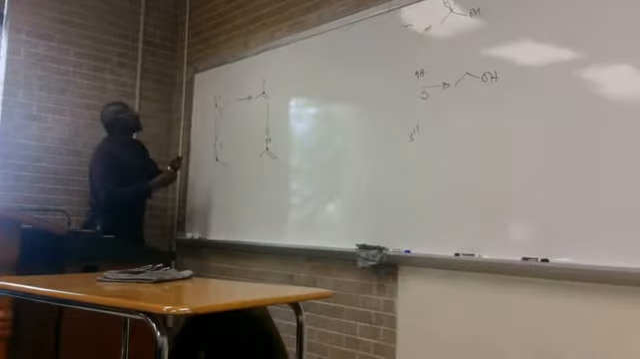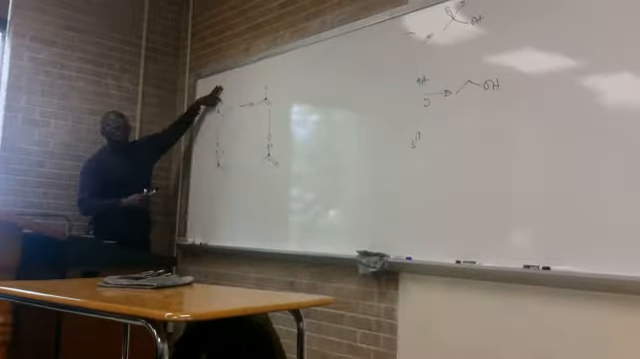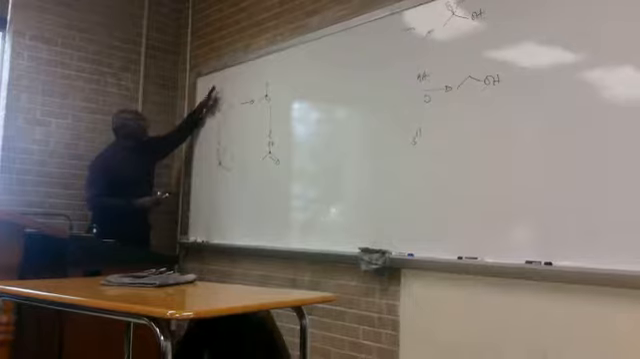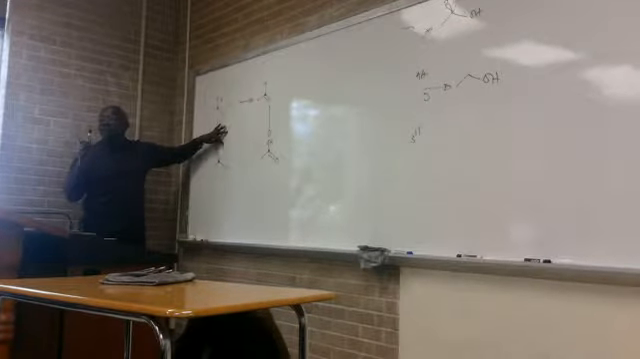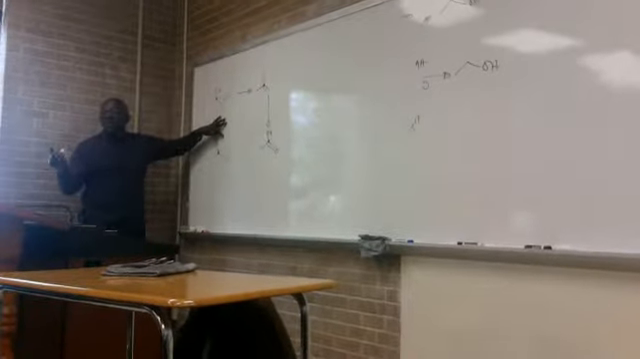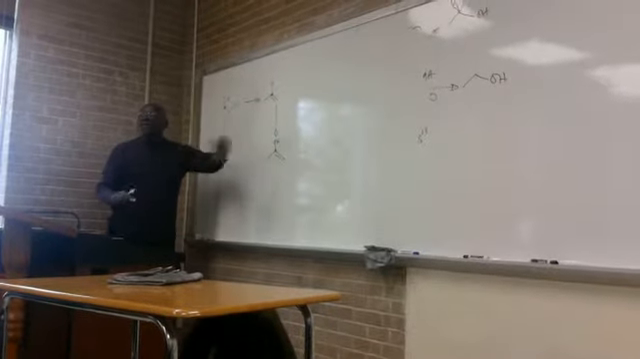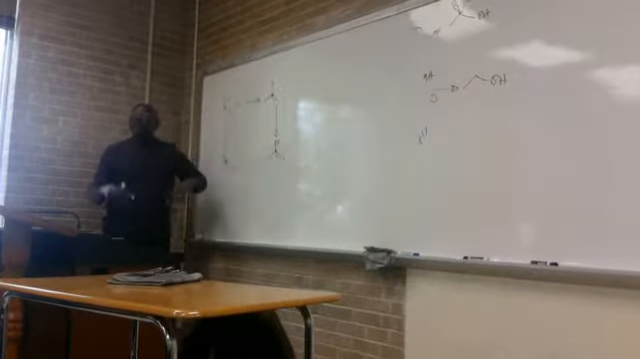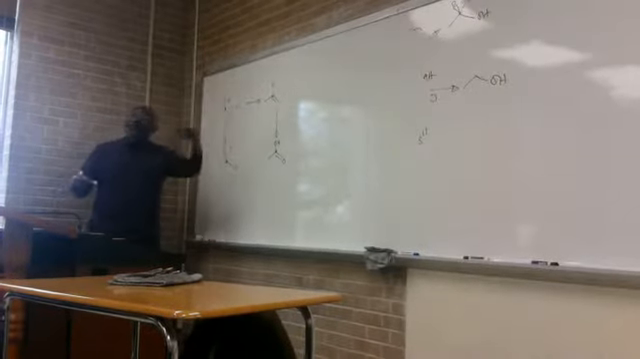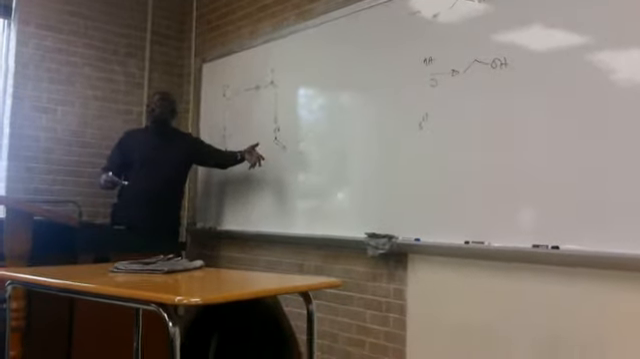So for me to convert this carbon with two H's to a carbon with a D and a T, I have to remove both H's. And if I convert this to the carboxylic acid, both H's are gone. And then I can at will add whatever H or D or T I want on.